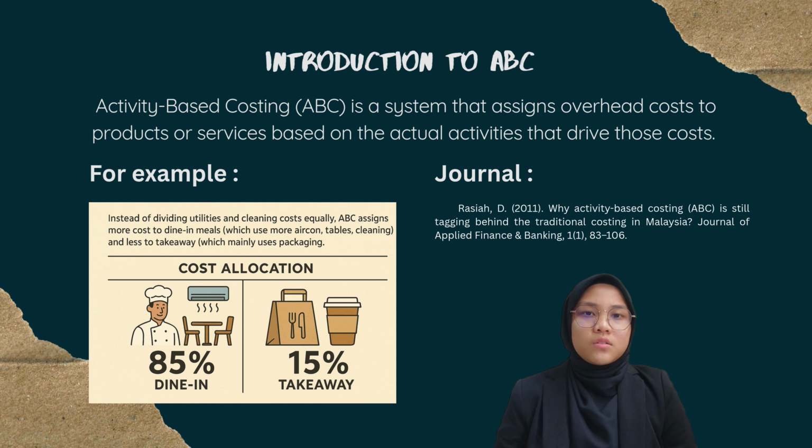So let's use a restaurant as an example. If a customer eats in the restaurant, the waiter needs to clean the table, turn on the light and aircon, and serve the food. If the customer orders takeaway, for example, there's no table or waiter, but the restaurant uses packaging and delivery. So ABC helps the restaurant know which one actually costs more to provide.